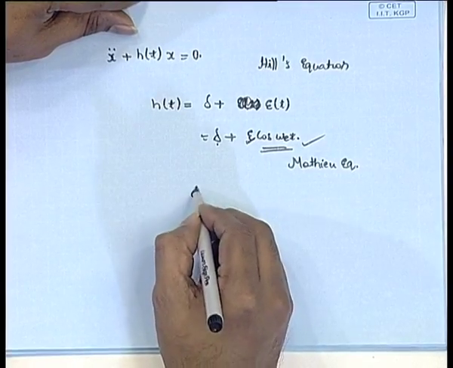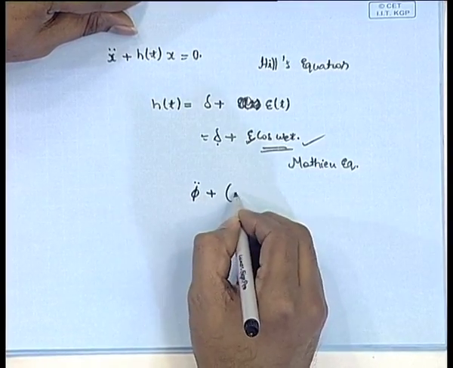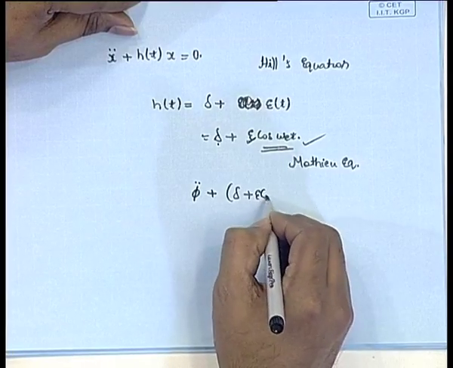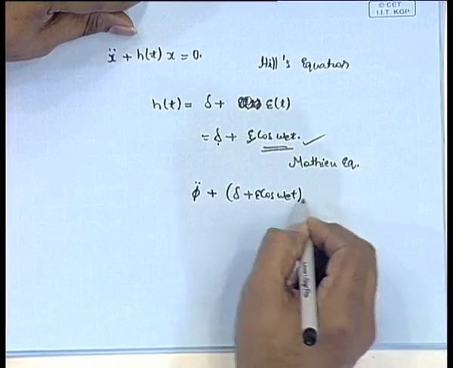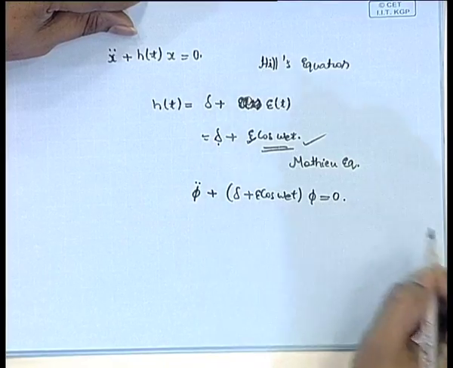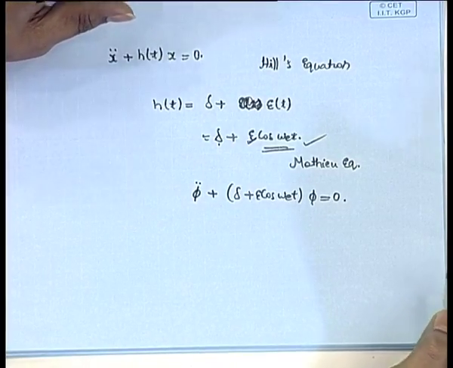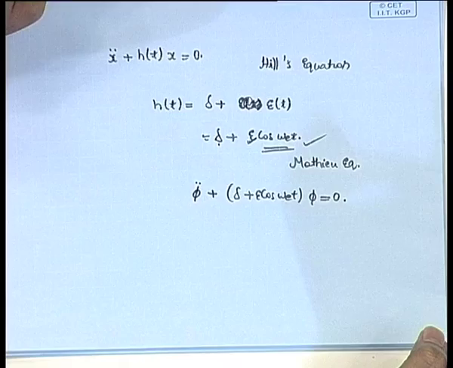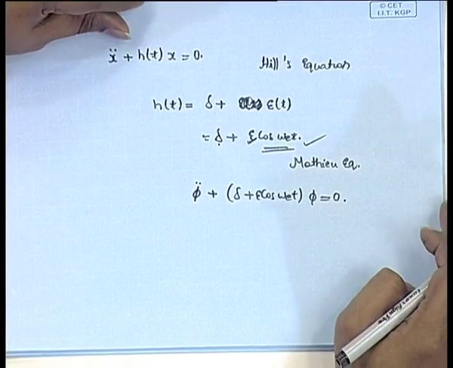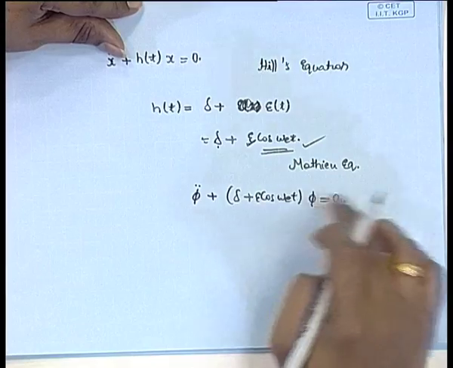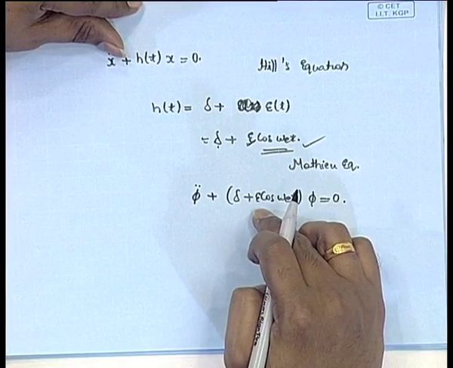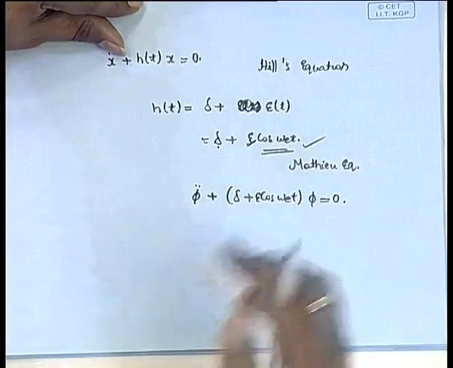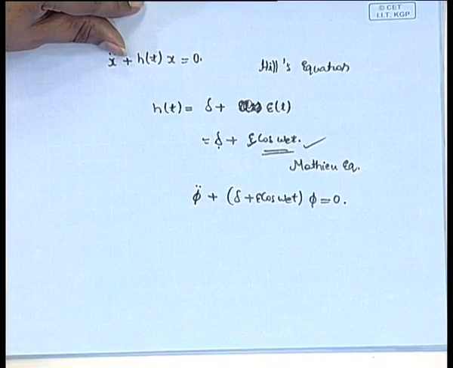So therefore, we have the equation like this: phi double dot plus delta plus epsilon cos into phi equal to 0. This is the Mathieu's equation for ships. Again, delta is the natural component and epsilon is a perturbative component, and this is a sinusoidal variation of the perturbation.